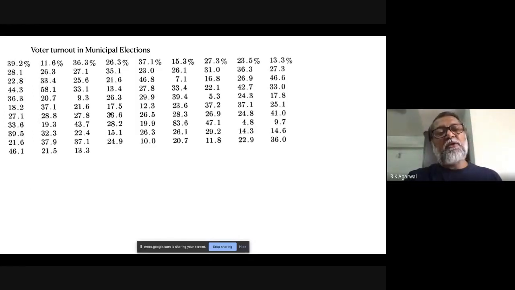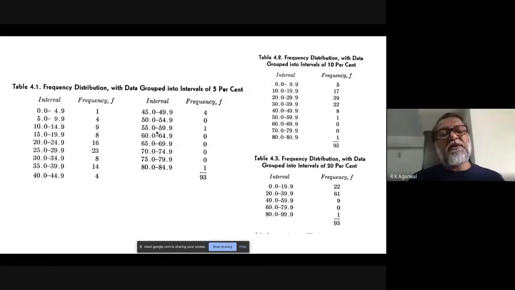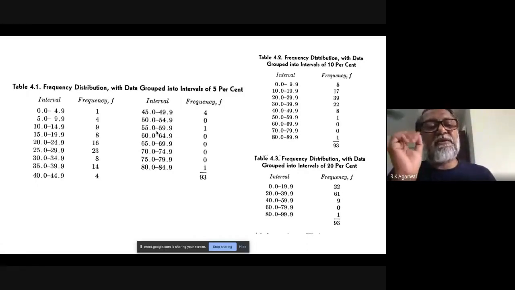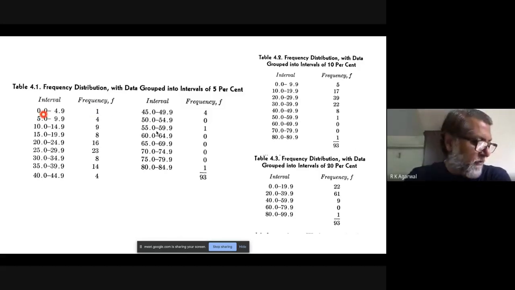Here we know exactly what voter turnout each municipal district has. But the moment you construct the frequency distribution, you have lost the detailed information. Now you no longer know the exact value of this one frequency. What is the exact value of this one frequency? Whether it is 0.1, 0.2, 0.3, what is it? So that is what we call loss of information.